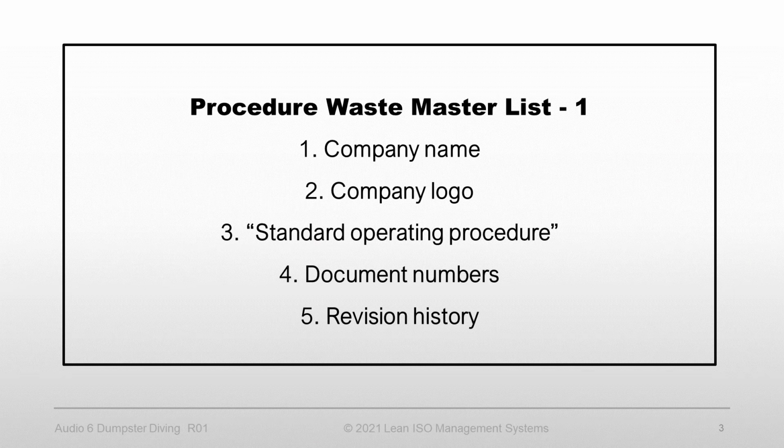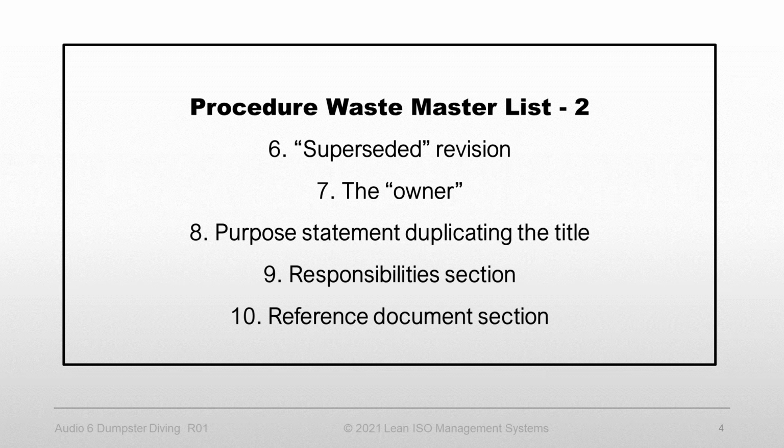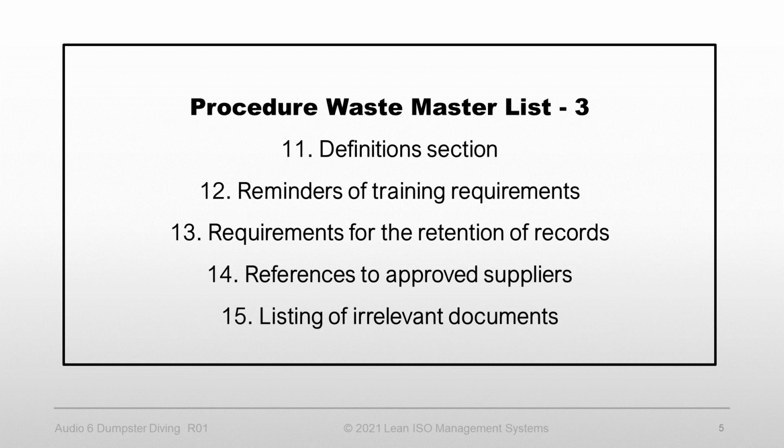Company name. Company logo. Standard operating procedure. Document numbers. Revision history. Superseded revision. The owner. Purpose statement duplicating the title. Responsibilities section. Reference document section. Definitions section. Reminders of training requirements. Requirements for the retention of records. References to approved suppliers. Listing of irrelevant documents.